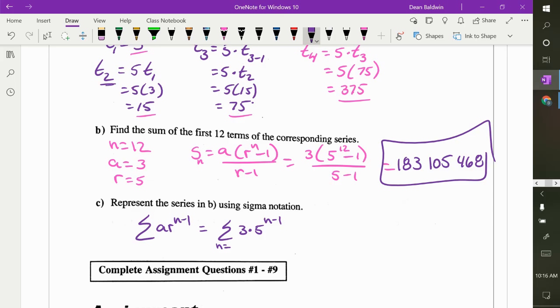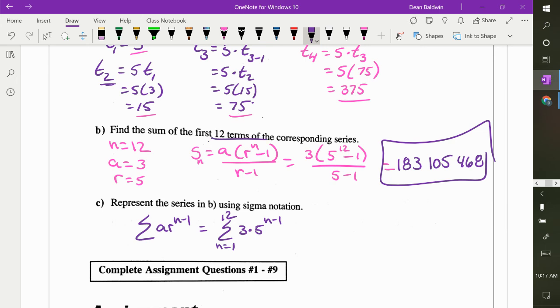You always start with 1. You would go to 12. Because what's 12 minus 1? 11 plus 1 gives you 12 terms. So always go from 1 to whatever. Why did we get 12? Because it's the first 12 terms.